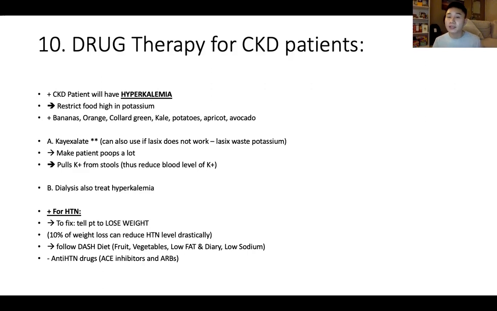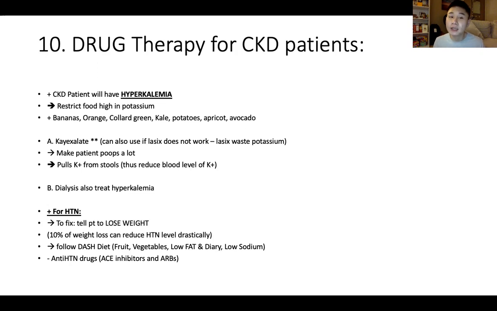Drug therapy for the CKD patients. CKD patients will have hyperkalemia. Hyperkalemia is a high level of potassium. So definitely we need to teach them to restrict the foods that are high in potassium. What are these foods? These include bananas, oranges, collard greens, kale, potatoes, apricots, and avocado.